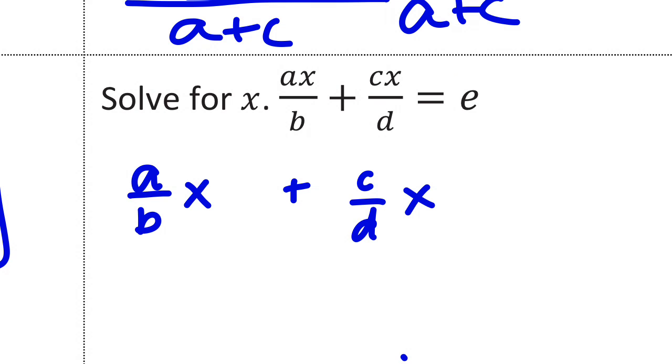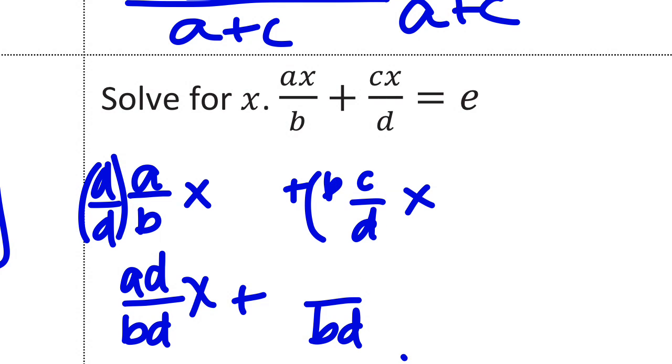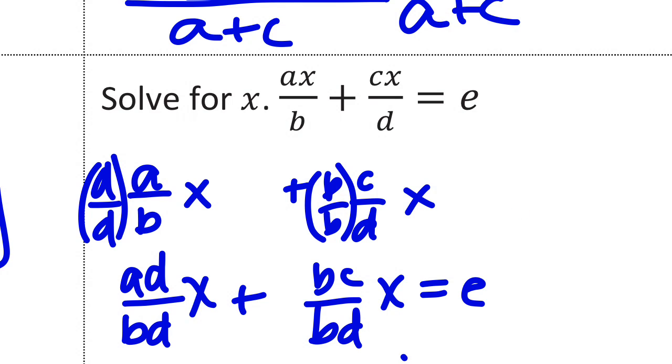Okay, now if I want to have the denominator of bd, what would I need to multiply by b in order to get bd? Well, I'd multiply by d over d. So this becomes adx plus, and if I wanted to multiply d to get bd, I'd have to multiply both top and bottom by b, which would give me bc over bdx equals e. Okay, so in doing that, they now have the same common denominator, so I can put these two items together.